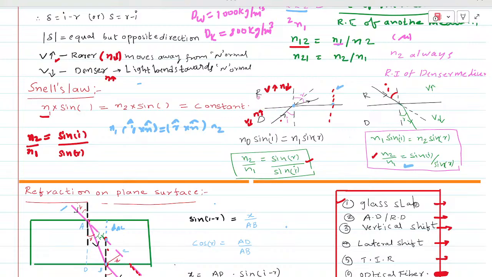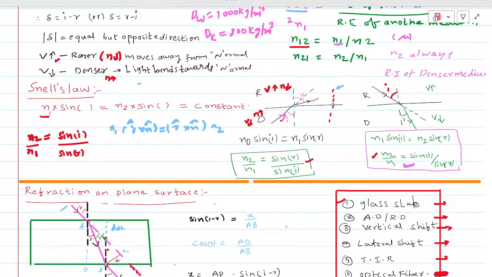See, the rarer and denser. If the light ray is traveling from denser to rarer, it is given like this: nd sin r equals n1 sin i. Here nd means the denser medium refractive index, so n2 by n1 equals sin r by sin i. Whereas for rarer to denser, n2 by n1 equals sin i by sin r. This is Snell's law, given for rarer to denser. This is the general explanation of refraction by Snell's law.